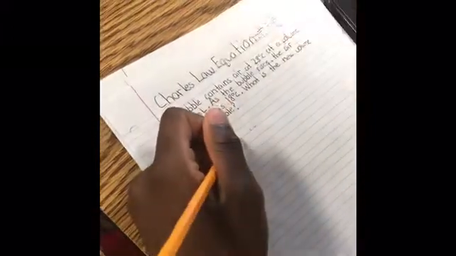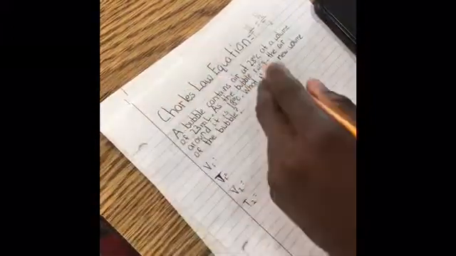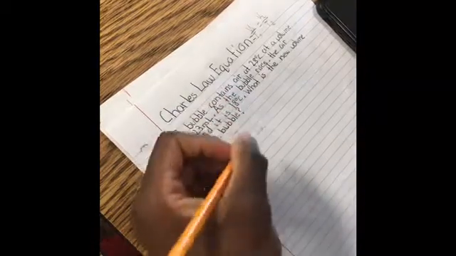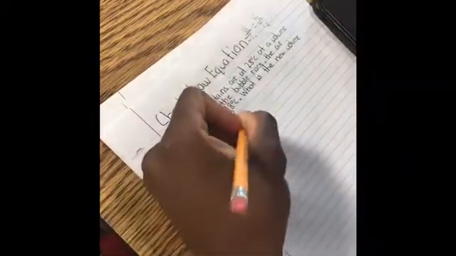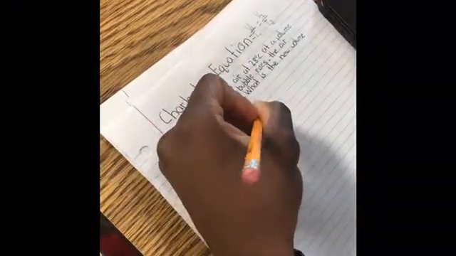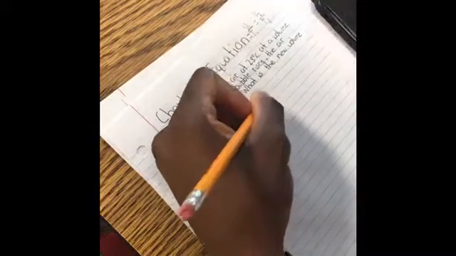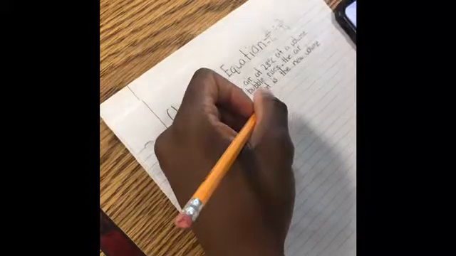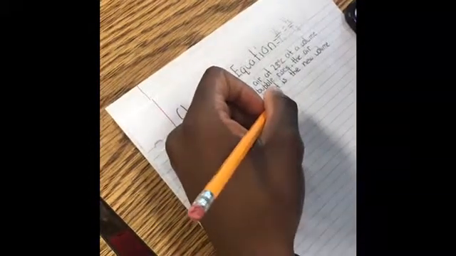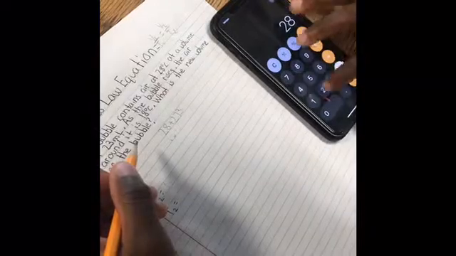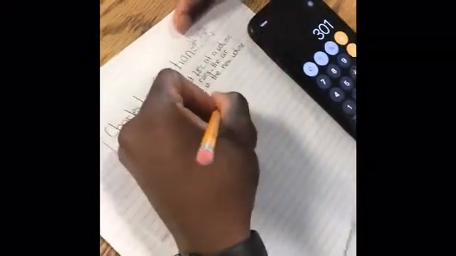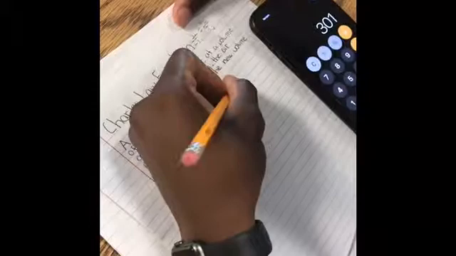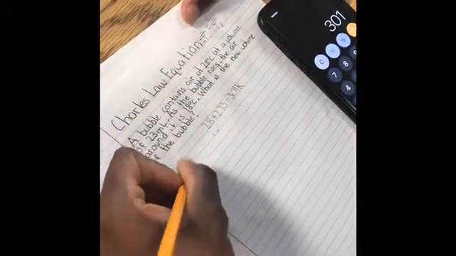So first you have to put your degrees Celsius in Kelvin. And the equation for that, you have to add 273 to the degrees. So first we're going to add 28 because that's the first temperature, plus 273. When we do that, we get 301 Kelvin. Make sure to plug that in over here to keep track.